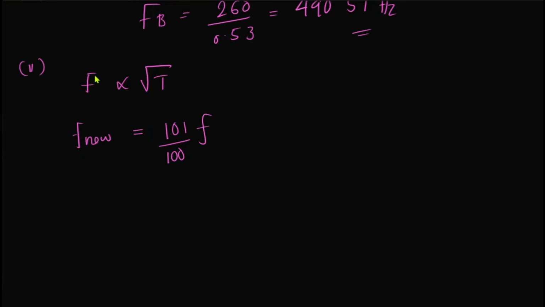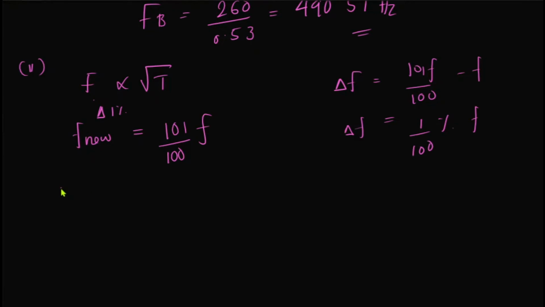If we are changing the frequency from F to a new frequency, and the change is 1%, then it should be 101 over 100 into the old frequency. Then this minus this, the change of frequency will be 101F over 100 minus F, right? So then you will get 1% change. So the new frequency is this.